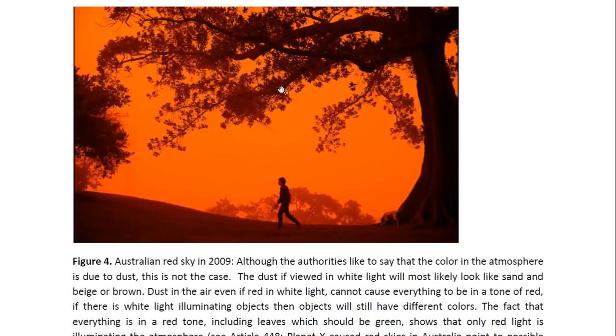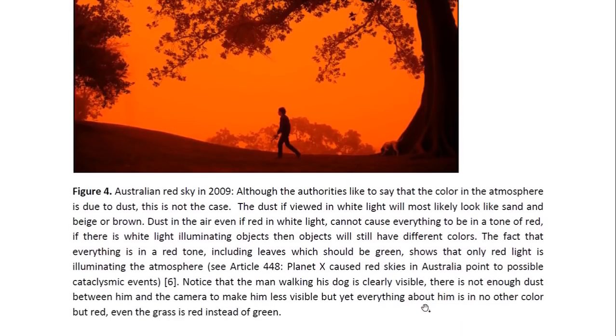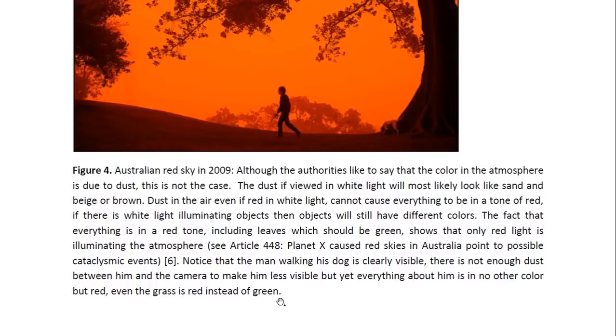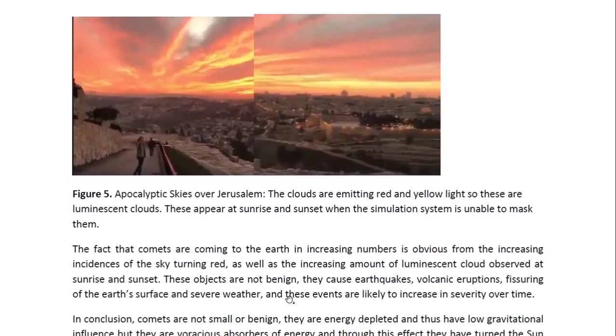This branch is red. These leaves are supposed to be green, but they're red. The trees in the background are red. These trees here are red. All the leaves are red. Even the dog is red. That's because there's only red to be reflected by objects. There's only red light coming into the atmosphere. You may look at article 448 for more details on this.